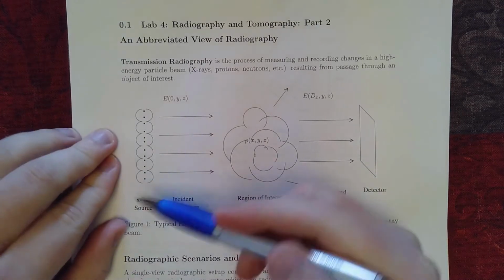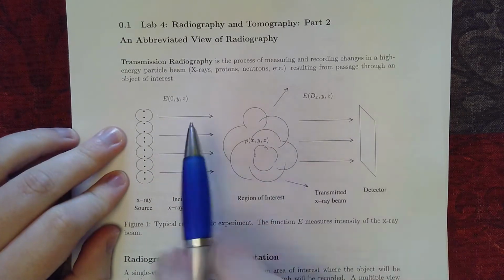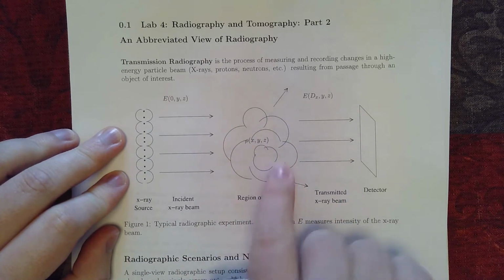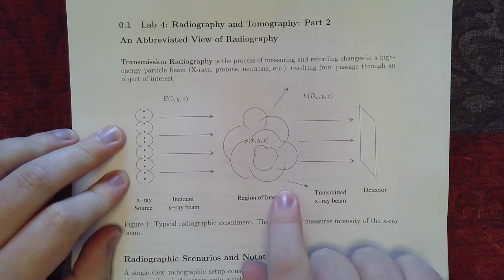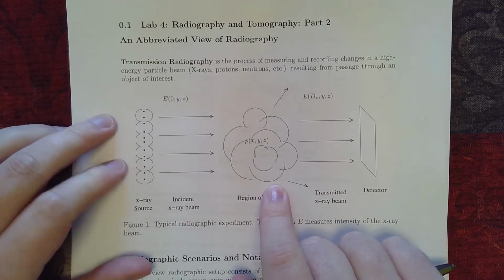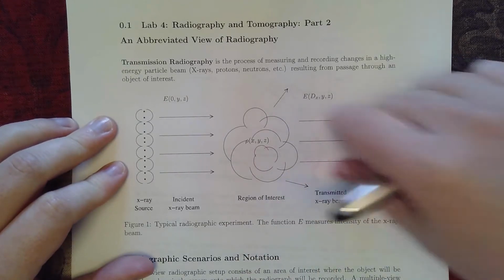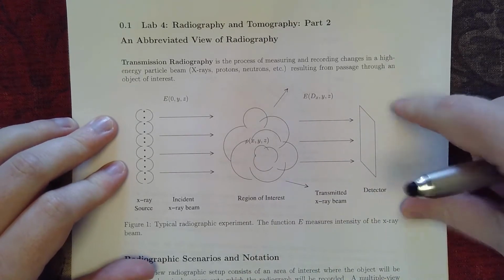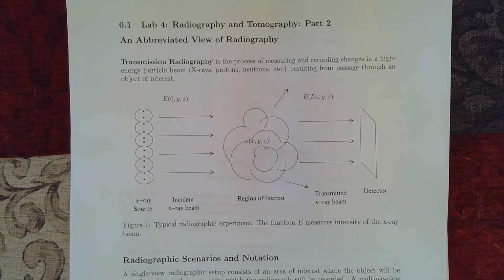So we've got some sort of X-ray source here. We're shooting beams into the area that we care about. So this is, say, the brain, and then some of the X-rays are going to get through to the other side, and we have some sort of detector over there.